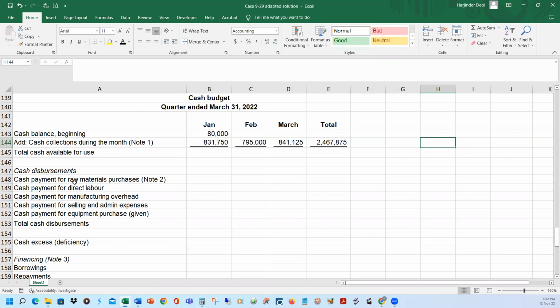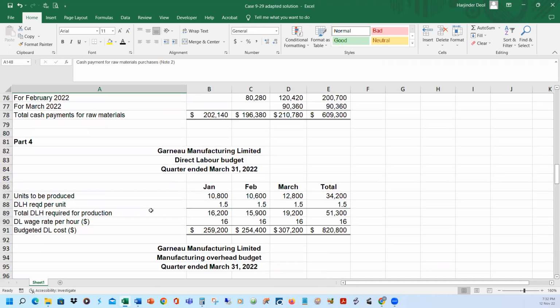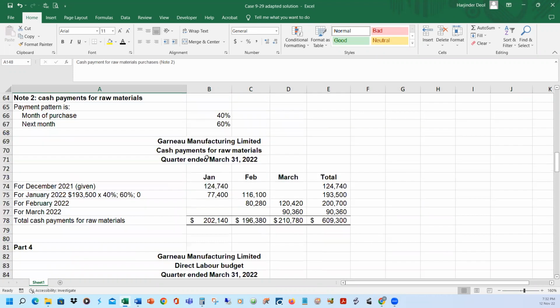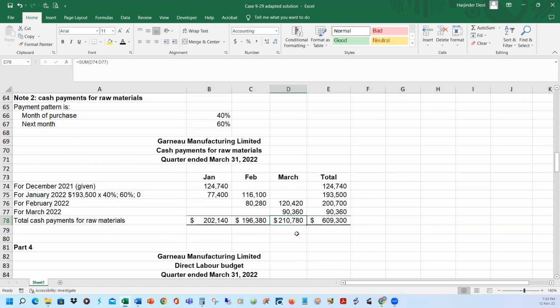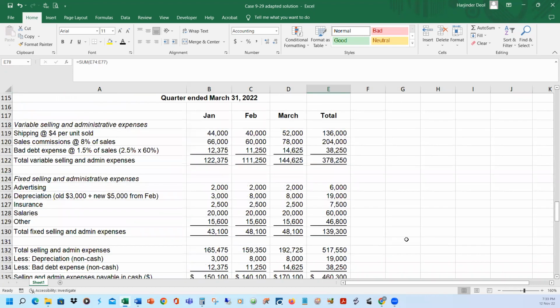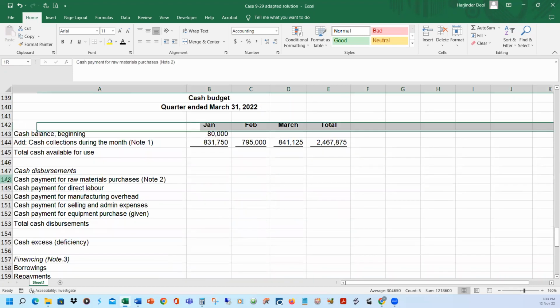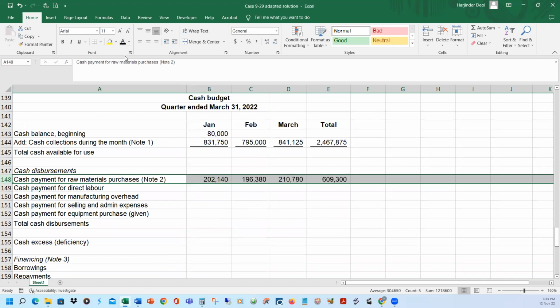For cash disbursements, cash payment for raw materials purchases, we had calculated that amount. Cash payment for raw materials, month of January, we said we're going to pay $202,140. Month of February, $196,380. And for the month of March, $210,780, for a total of $609,300. Well, bring that down. That's going to be one of the cash disbursements we are looking to make.